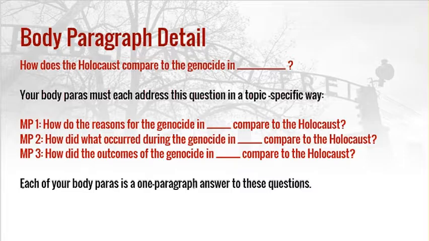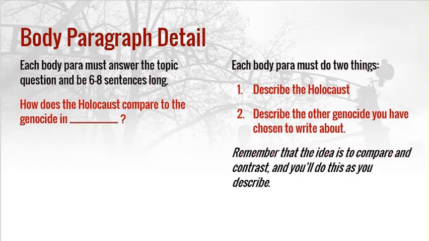Here's another way to look at this. Each body paragraph must answer the topic question and be about 6 to 8 sentences long. How does the Holocaust compare to the genocide in Rwanda, say? Each body paragraph must do 2 things. 1, must describe the Holocaust, and it must describe the other genocide you've chosen to write about. Now remember, if it's 6 or 8 sentences long, that means you want to give 3 to 4 sentences on the Holocaust and 3 to 4 sentences on your other genocide.